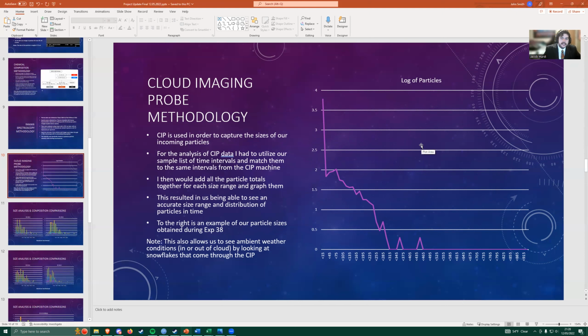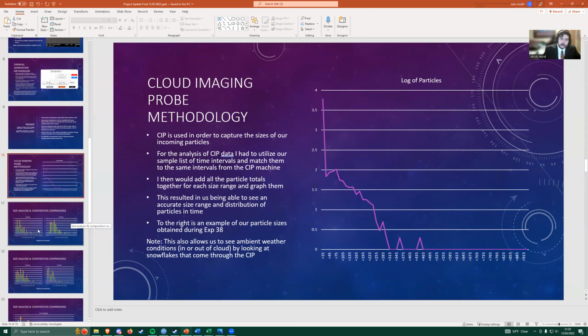And this actually allows us to see what the ambient weather conditions are. Basically, if we're in or outside of a cloud by looking at snowflakes that come through the CIP. So water droplets and stuff would typically make these bigger spikes in size, right? So if there's a lot of spikes in size over here, then obviously we are looking at being in a cloud or precipitation is coming down our intake.